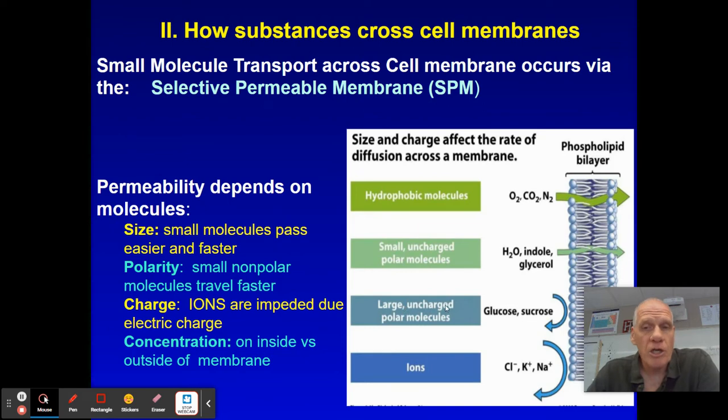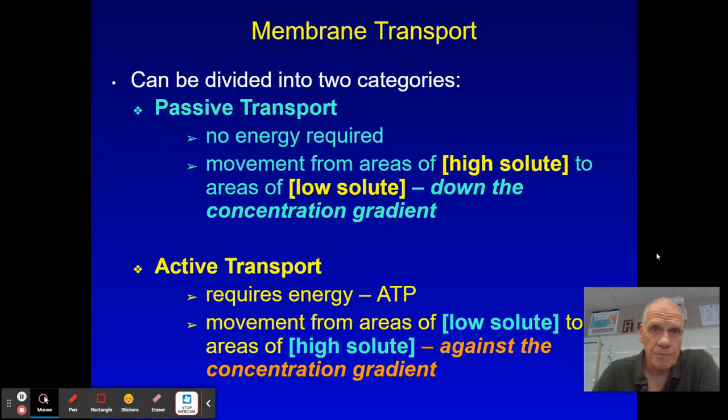Okay, large uncharged polar molecules such as glucose and sucrose will not cross the cell membrane. Ions, which have a charge, like chloride, potassium, and sodium, anything with a charge, will not cross the cell membrane, at least by simple diffusion, which just means moving through the phospholipids. They will not do that. They can get across, but they have to use specialized transport proteins.